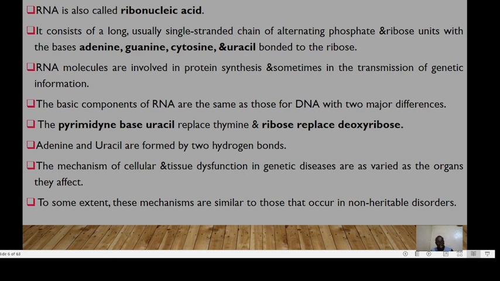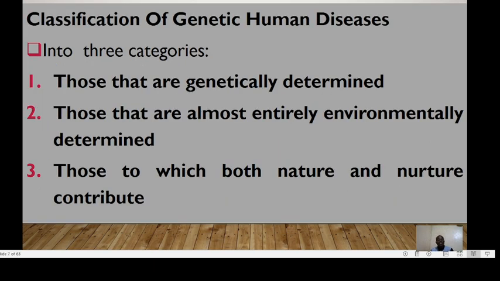The mechanism of cellular and tissue dysfunction in genetic diseases are viewed as organs they affect. To some extent, you find that these mechanisms are similar to those that occur in non-heritable disorders. So we have classification of genetic diseases, and we say that they are broadly classified into three groups: those that are genetically determined; those diseases that are almost entirely environmentally determined; and number three, those to which both nature and nurture contribute.